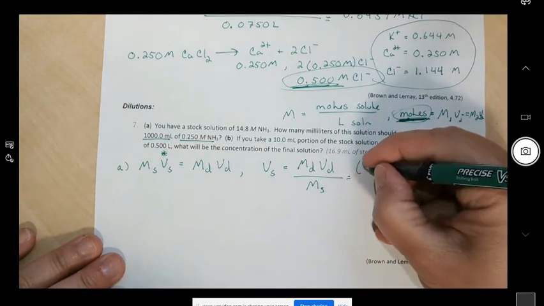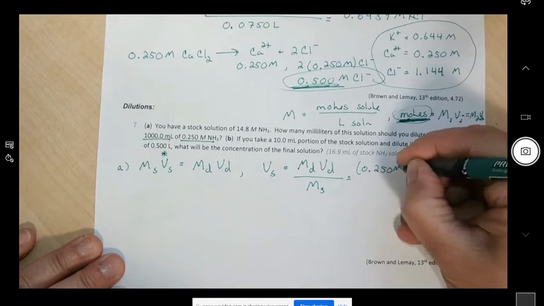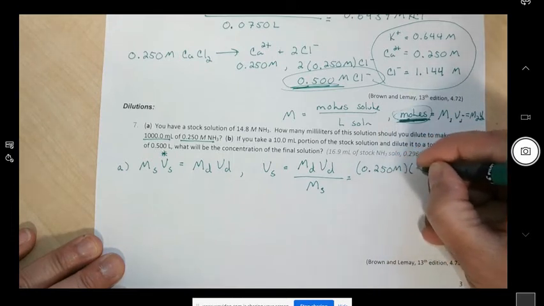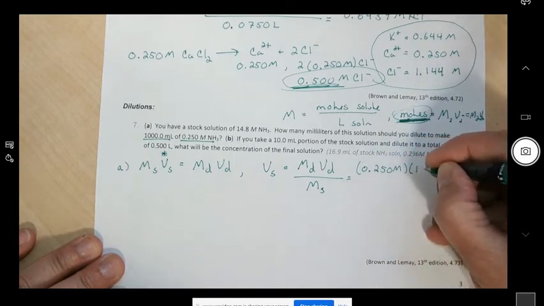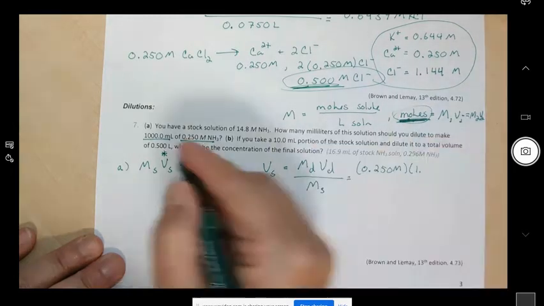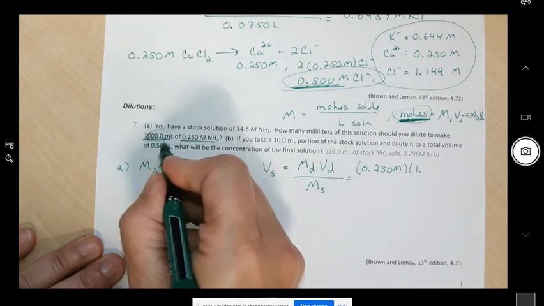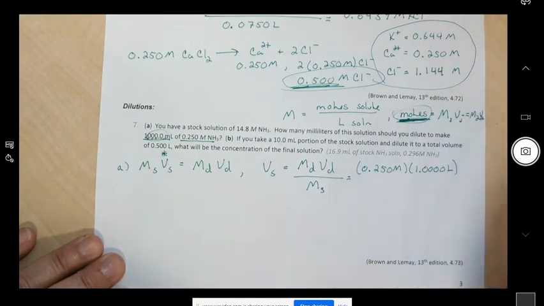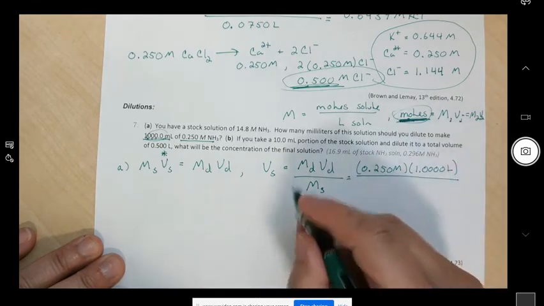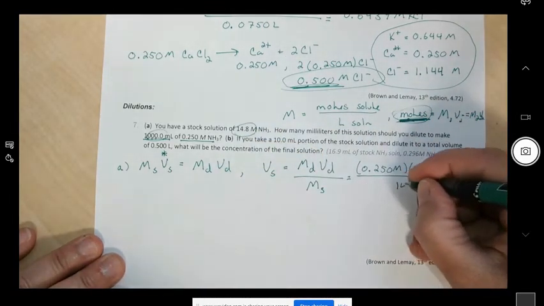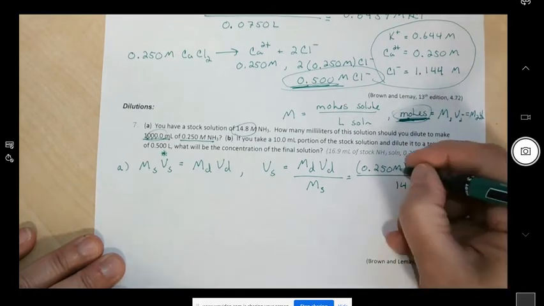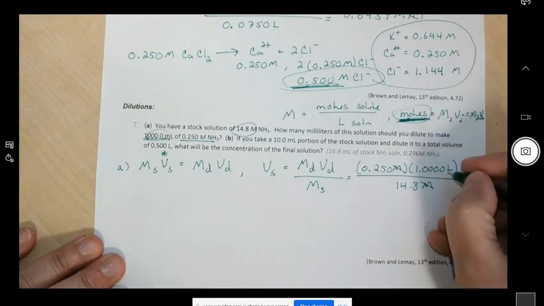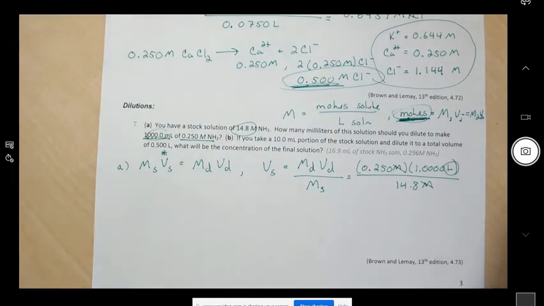So my diluted solution concentration is 2.50 molar. And I want to make 1,000 milliliters of it, which is just 1 liter. I'm going to keep all those significant digits. So 1.000 liters. And my original concentration is 14.8. So you can see molarity cancels out and I'm left with liters. So again, we could have used 1,000 milliliters and kept our unit liters.